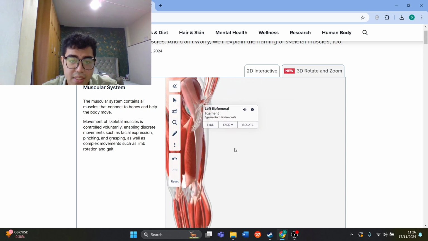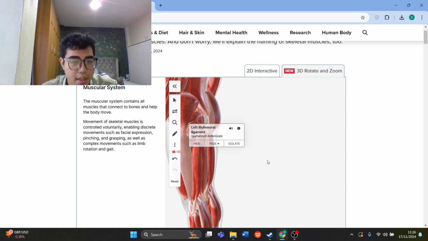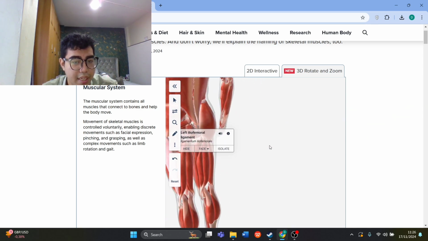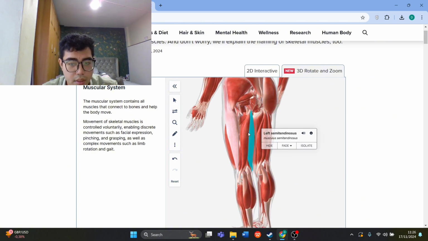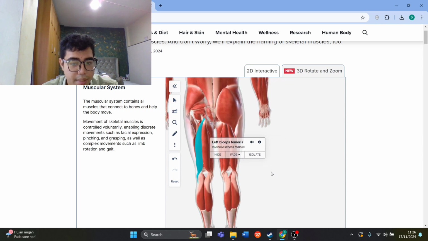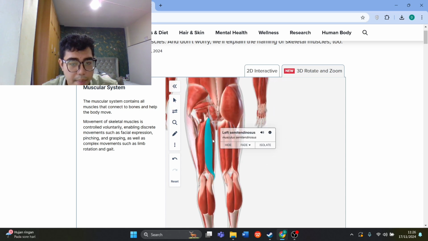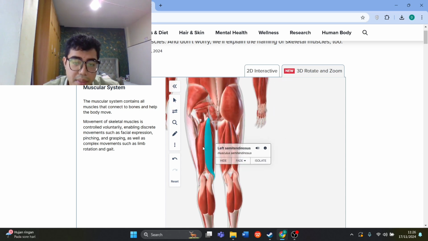Okay, so the next big muscles that we can take a look at over here, located behind here, are the hamstring muscles. The hamstring group is made up of three different muscles. The first one we have is the biceps femoris. It's used for extension of the hip joint and flexion of the knee. We have the semitendinosus muscle right here at the middle, and beside it we have the semimembranosus muscle.